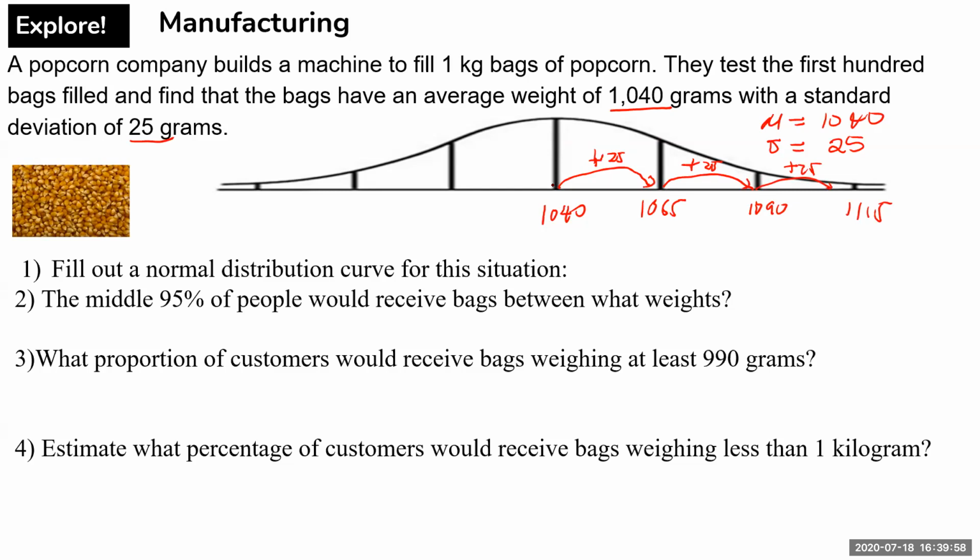Now here we are going to move towards the left. So we have to subtract 25. So we have 1040 minus 25, and that is what? 1015. We move to the left again, and this is what? Minus 25. And that is what? 990. We move to the left again for the very last time. Minus 25, and that is what? 965. And we are done completing the table. Fill out the normal distribution curve for this situation, and we've done that.